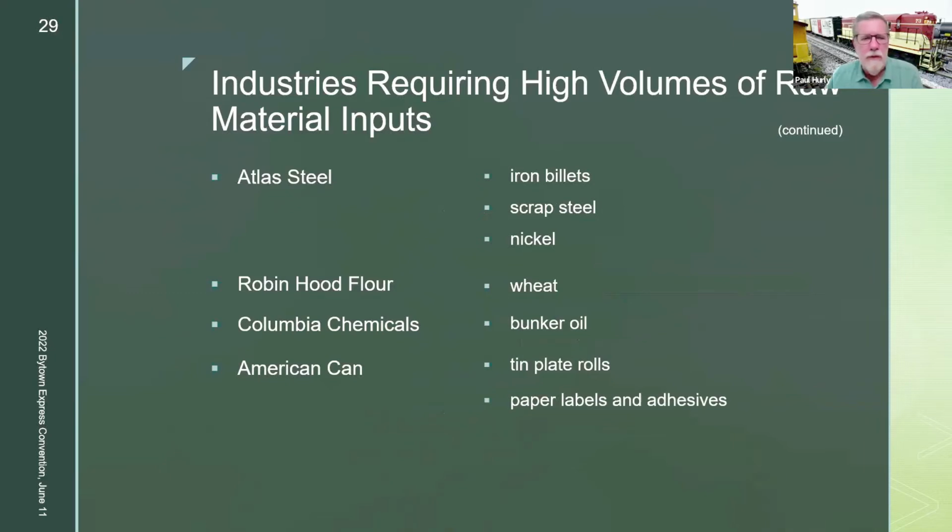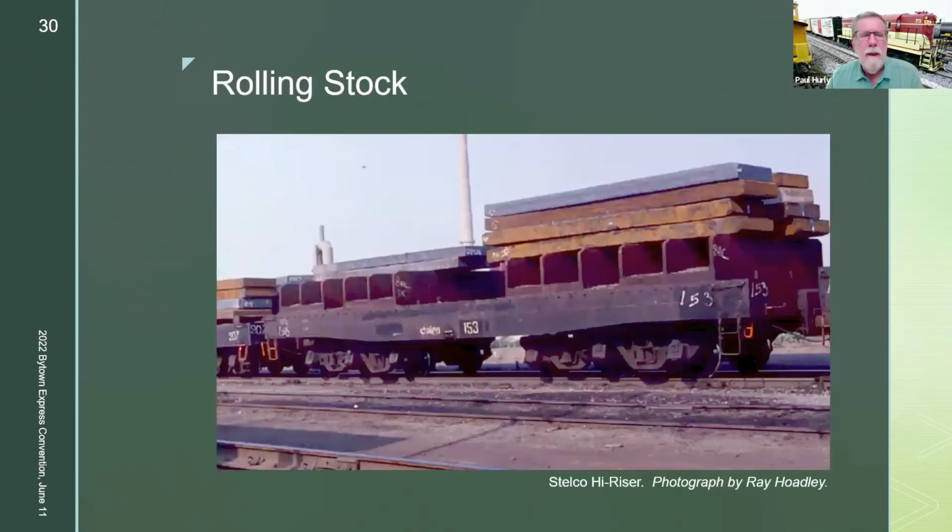Again, lots of other inputs in very high volume. The American Can plant was receiving boxcars of tin plate daily from Indiana. I think it was going through something like 80 rolls of tin plate a day at its peak of activity. And of course, anyone who's ever looked at the steel industry knows the huge volumes of raw material that are inputted to make a ton of finished steel.